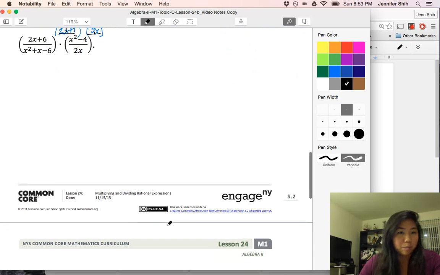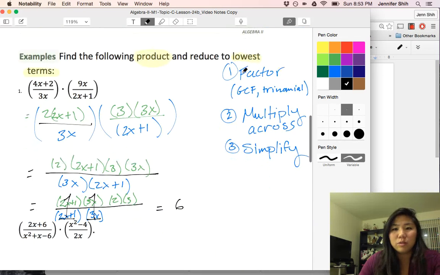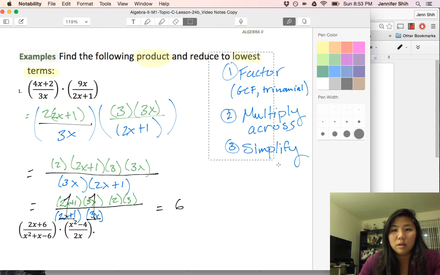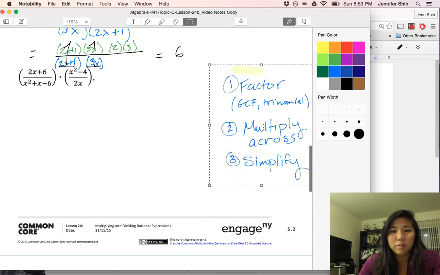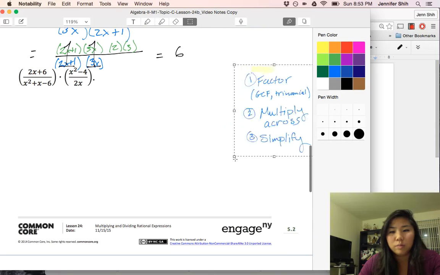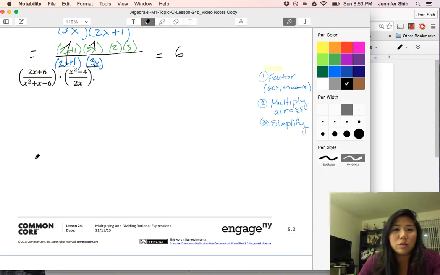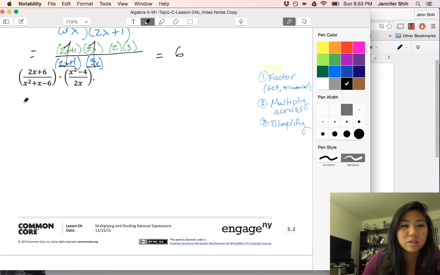Okay, so we're still going to do the same steps. What I'm going to do is I'm going to take this. It's going to come with me, hopefully. Okay, we are going to continue to factor and then multiply across and then simplify. So I'm going to factor this out first.